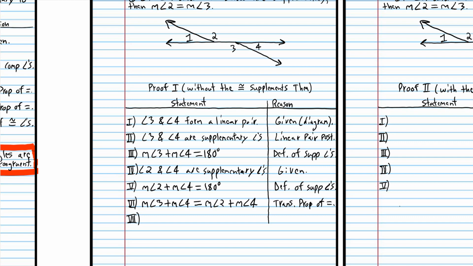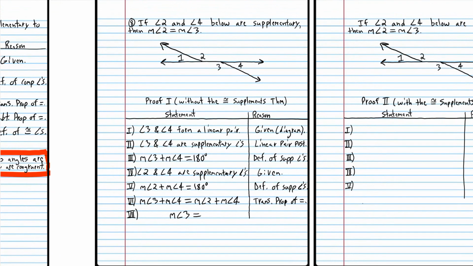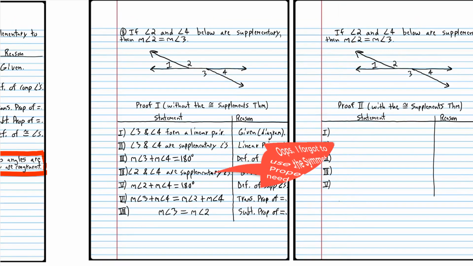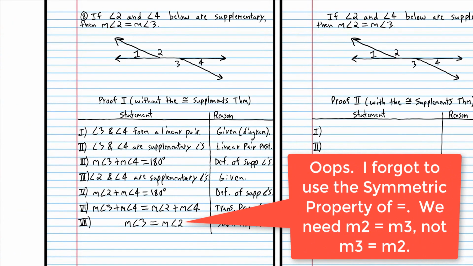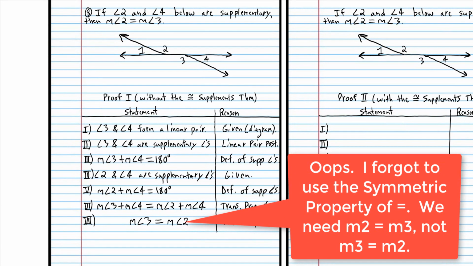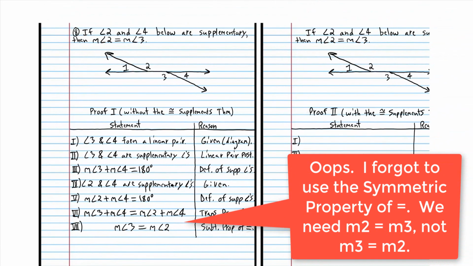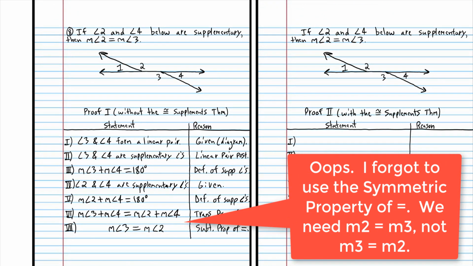And now we're going to subtract measure of angle 4 from both sides, and we get measure of angle 3 is equal to the measure of angle 2, and that is the subtraction property of equality. And we're done. So if you got that answer, good job. That is the proof of that statement without the congruent supplements theorem.